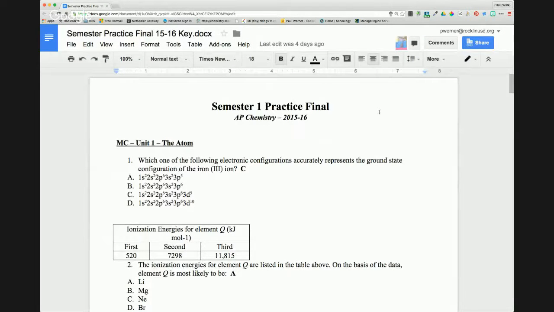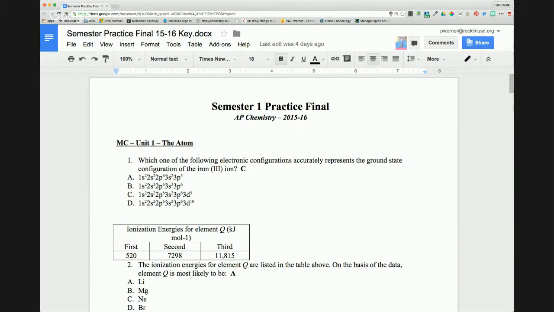Okay. So let's start with number 1. I think that was the first question. Number 1 said, which of the following electronic configurations accurately represents the ground state configuration of the iron(III) ion? If you remember, the Roman numeral only applies whenever you see transition metals. That's when you get Roman numerals, and the 3 would represent the charge on that iron. So for metal ions, of course, that's a 3+.